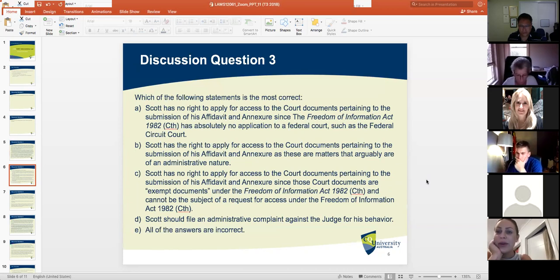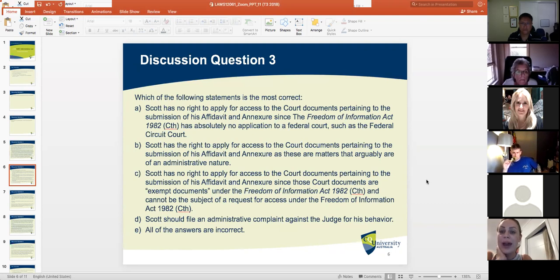Which of the following statements is the most correct? A, Scott has no right to apply for access to the court documents pertaining to the submission of his affidavit and annexure, since the Freedom of Information Act has absolutely no application to a federal court, such as the Federal Circuit Court.